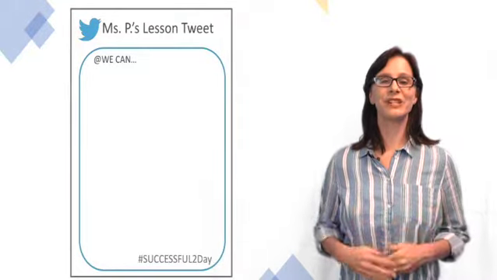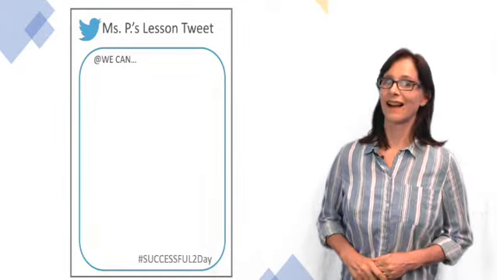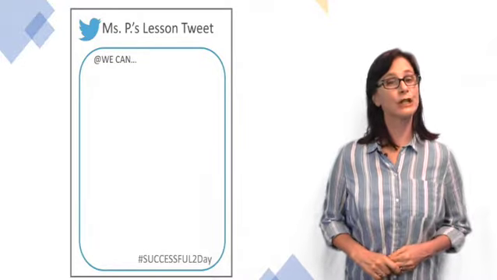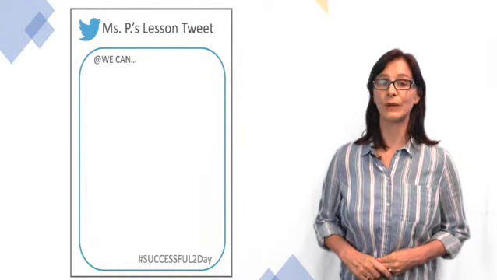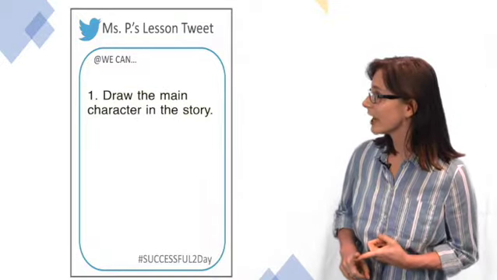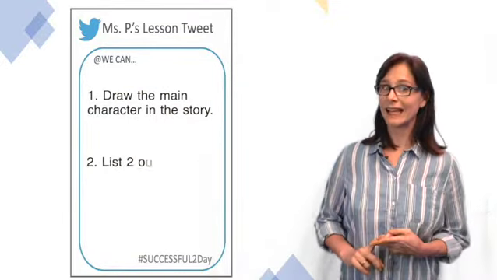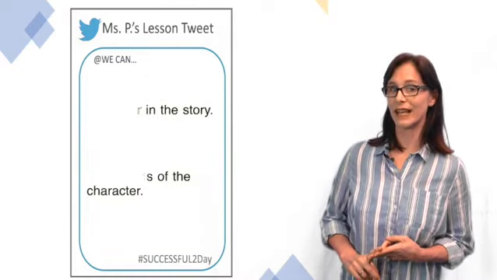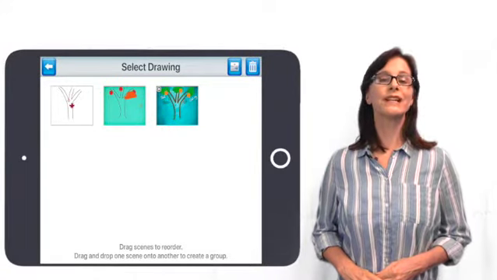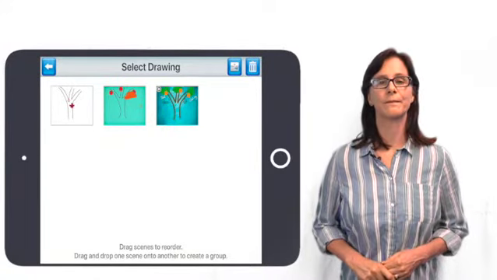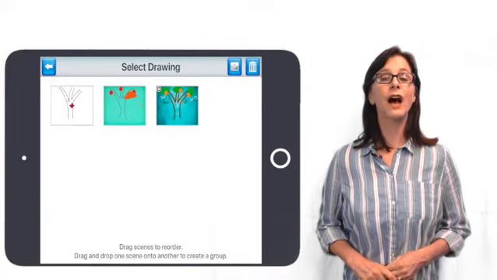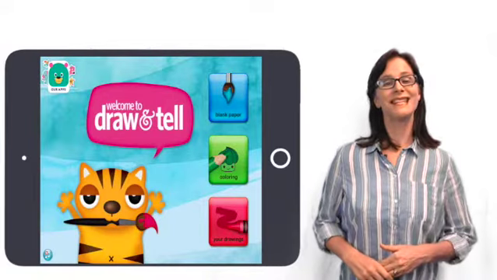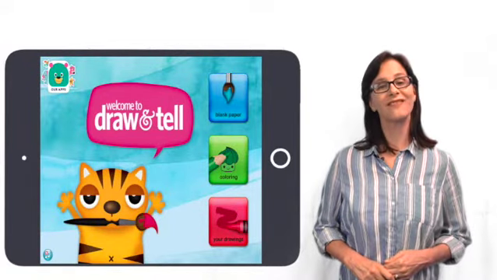Now I am all finished with my project. And I was very successful. How do I know? Well, I did the two things that we said we were going to do in the beginning. I drew the character of my tree, and I was able to name 2 outside and 2 inside traits of the tree. I am now going to set the app back to the startup screen. So I will tap the back arrow on the top left of the screen. Now I am all set the next time I want to make something in Draw and Tell.